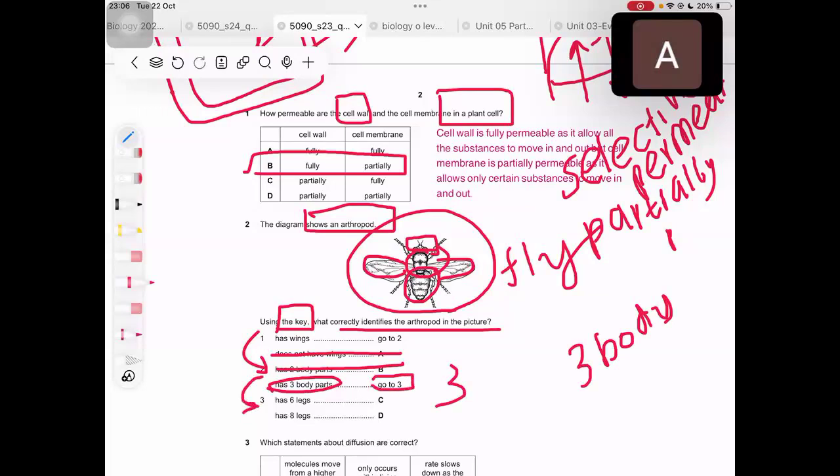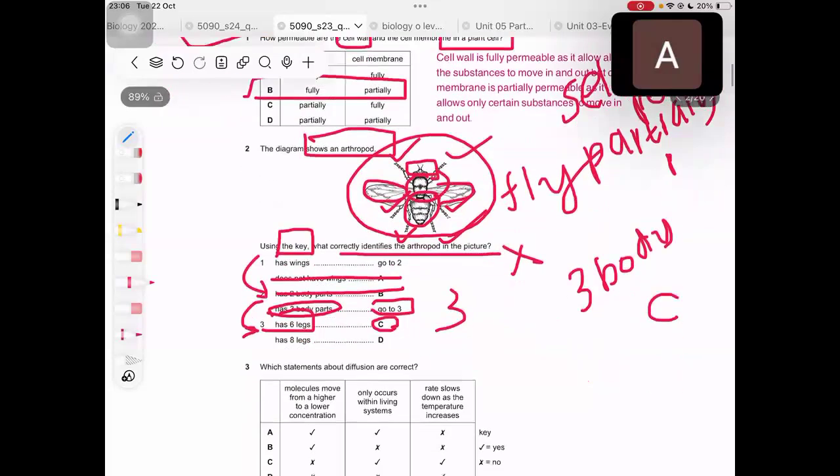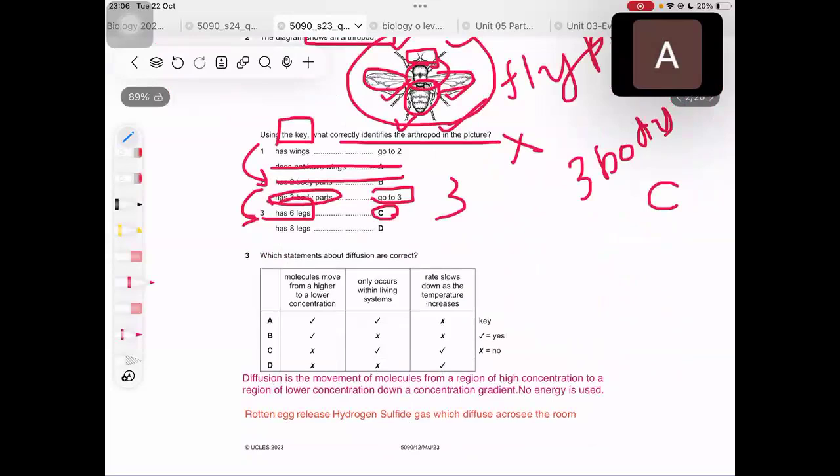Okay, they say it has 6 legs. Count and see how many legs. 1, 2, 3, 4, 5, 6. Yes, we can see that this insect, this arthropod, has 6 legs. Therefore, we can select the answer as C. And finally, they have said it has 8 legs. No, this fly does not have 8 legs. It has 6 legs. And the answer is confirmed. Answer is C. Third one: which statements about diffusion are correct?